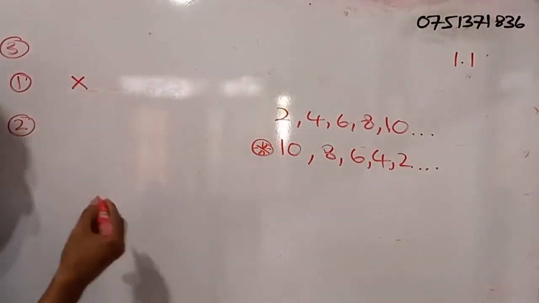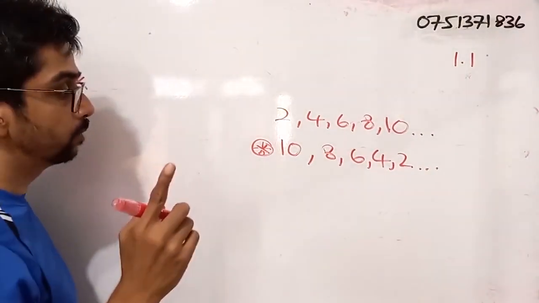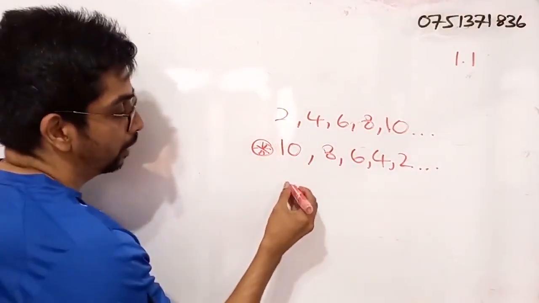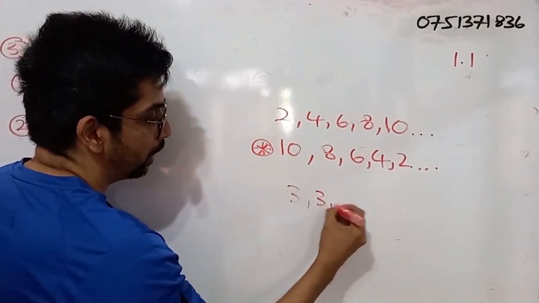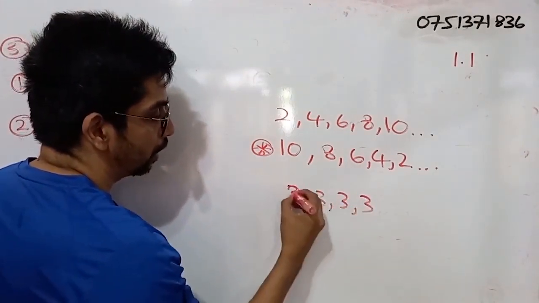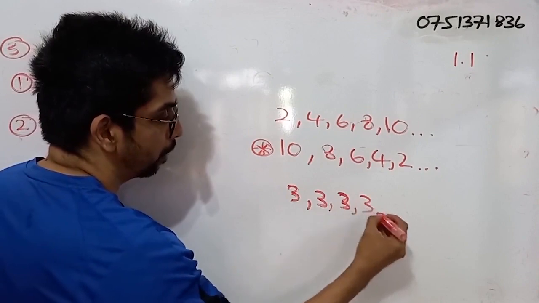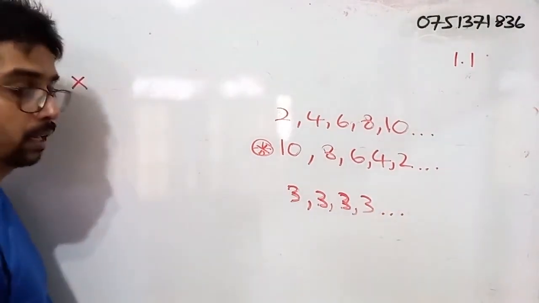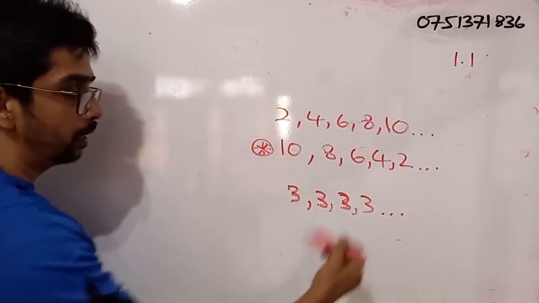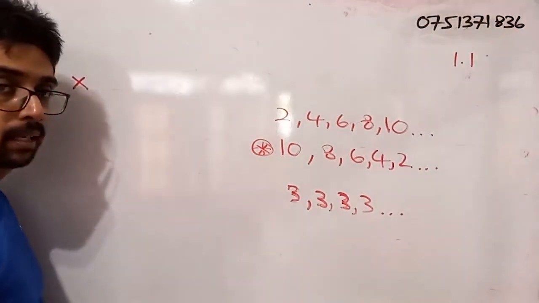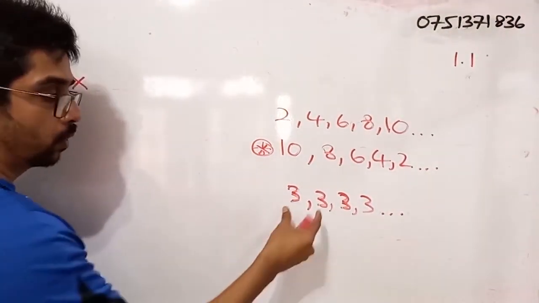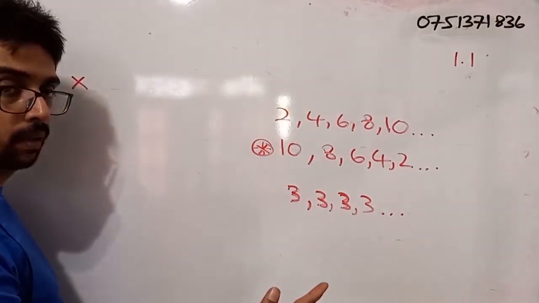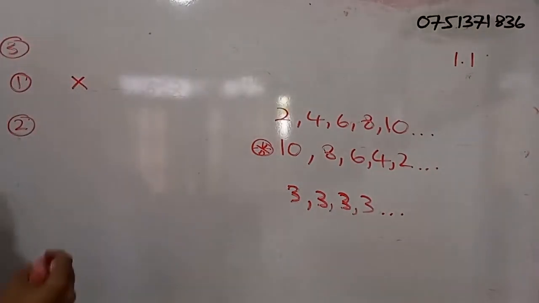Right? If you can remember, in my tube, there was a number pattern something like this. 3, 3, 3, 3. Right? So there was this number pattern in the tube, and if you can remember, we talked about the common difference. So here the common difference is 0. Right? So this statement is also incorrect.